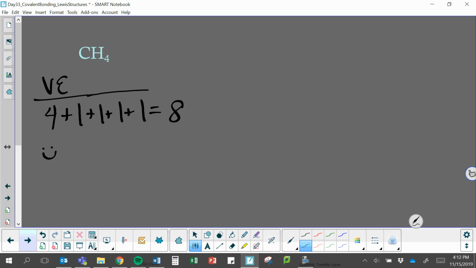So our happy number for carbon wants to have an octet. So it wants to have 8 electrons. And for all elements, this number for this calculation is going to be 8, except for our exception, which is hydrogen, which, since it only has its first energy level, is only going to need 2 to be happy.